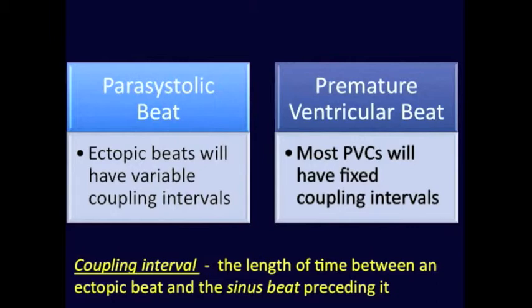So the take-home message: parasystolic rhythms refer to an independent ectopic rhythm with a focus of origin that is protected by an entrance block from descending impulses that cannot enter and reset the parasystolic focus.